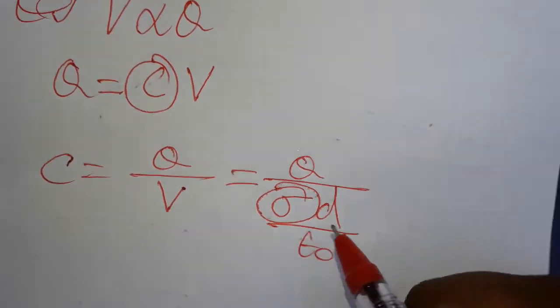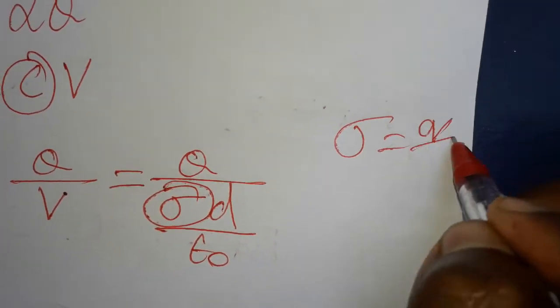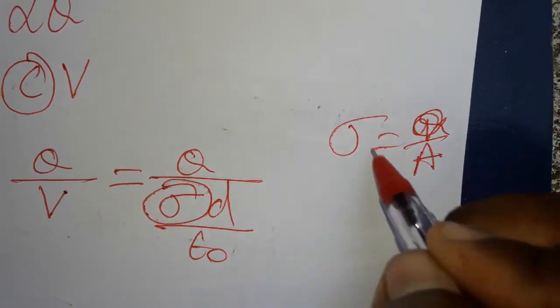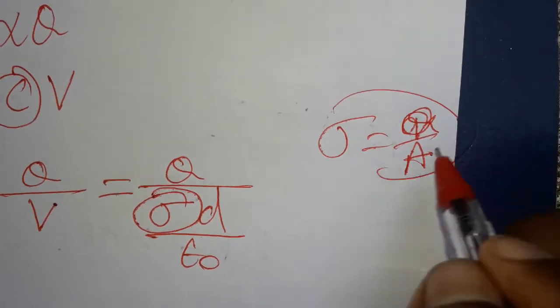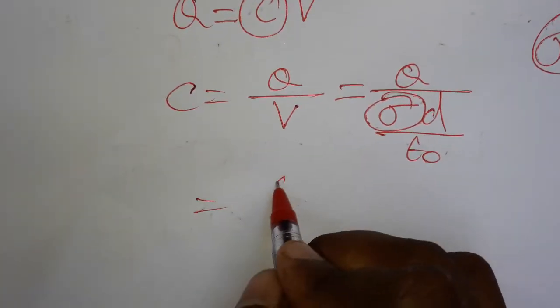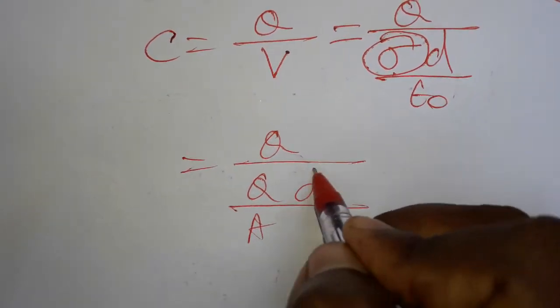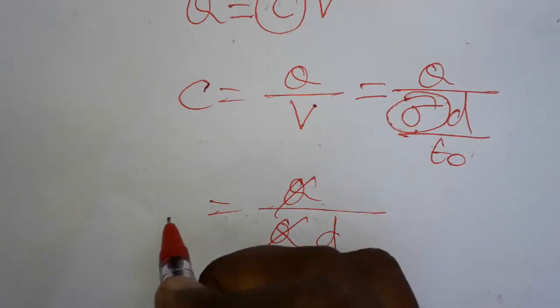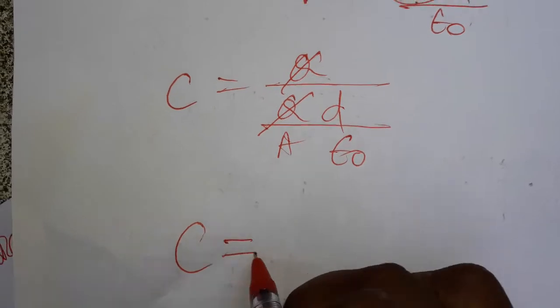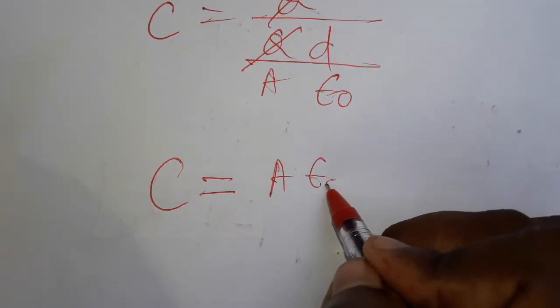Sigma is what? Charge density. It is Q divided by A, charge per unit area, which we take as charge density. So it is Q divided by (Q divided by A) times D divided by epsilon naught. Q gets cancelled. The capacitance of the capacitor between the two plates is A epsilon naught divided by D.